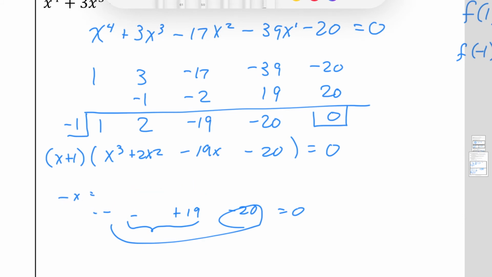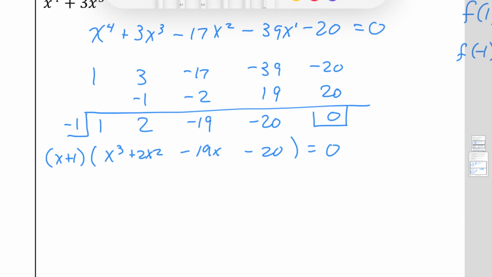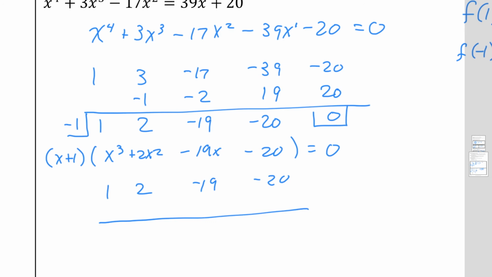So let's set up a synthetic division table again for the cubic polynomial 1, 2, minus 19, minus 20. And again, we're going to do a synthetic divisor of a negative 1. And again, we expect to see a 0 over here because we've already done the work. Let's just see what the rest of it makes. Multiply negative 1, add the column 1. Multiply negative 1, add the column negative 20. Multiply positive 20, add the column 0.